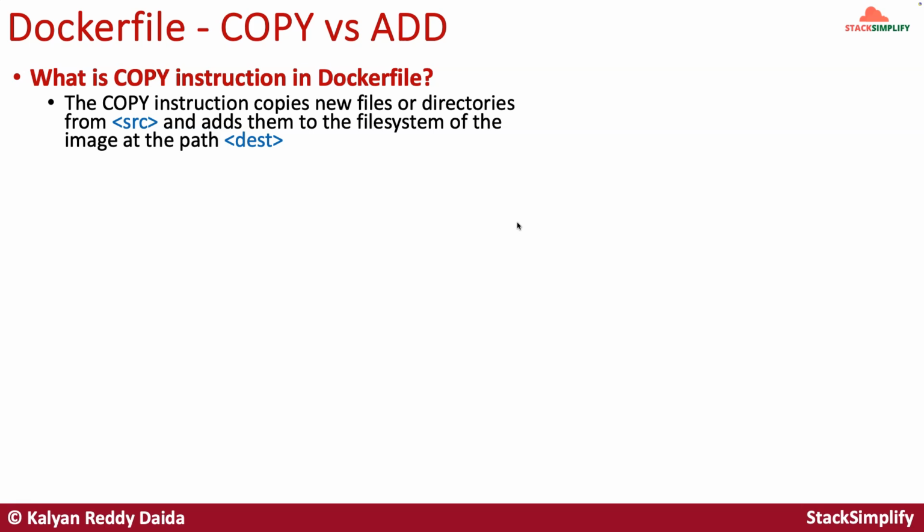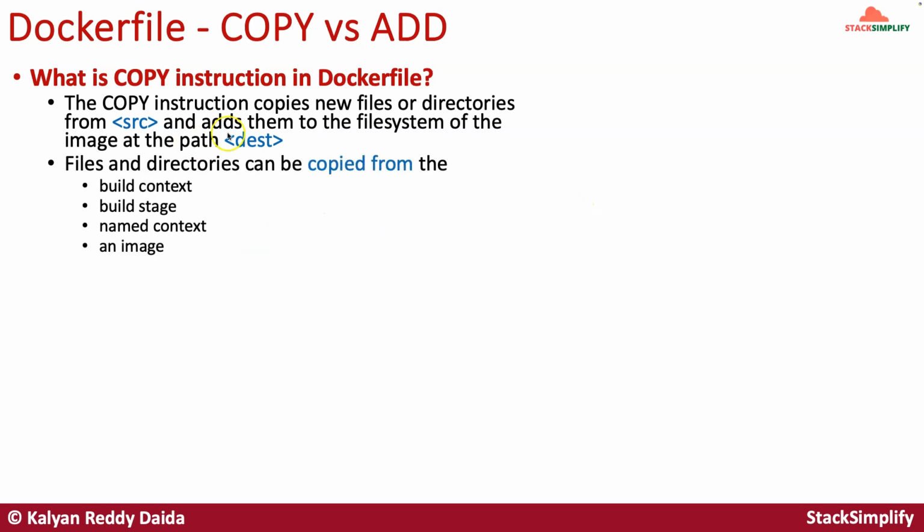The COPY instruction copies new files or directories from the source and adds them to the file system of the image at the path which is called the destination. Now, one important thing to know about the COPY instruction is that files and directories can be copied from the build context, build stage, named context, and also from an image. So all these things are possible if we are using the COPY instruction.